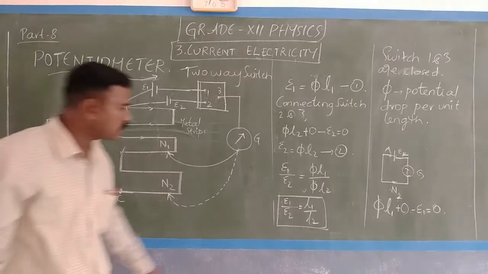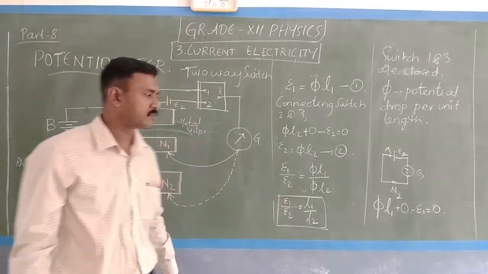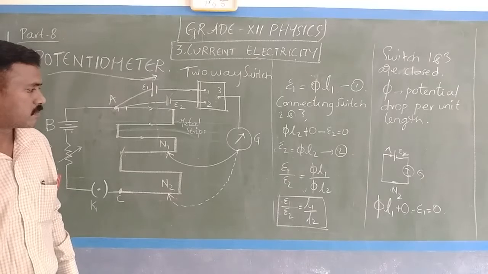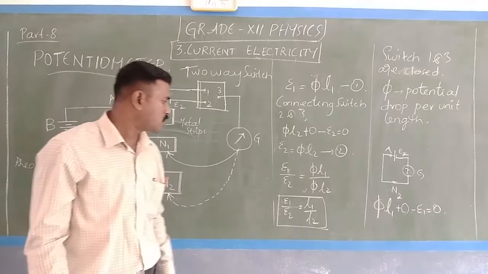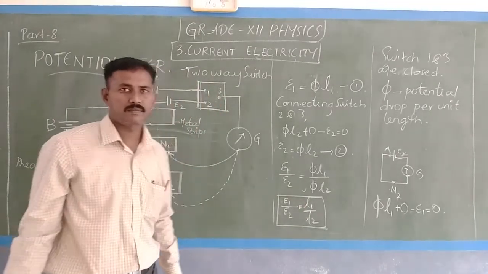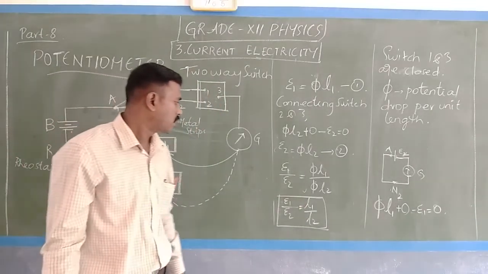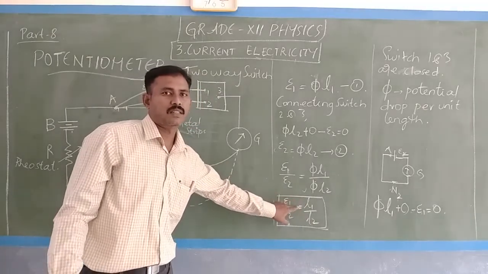So this equation relates the EMFs with the length. This shows that EMF is proportional to the length here. The potential drop increases with the length here.